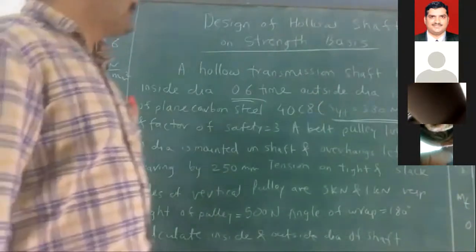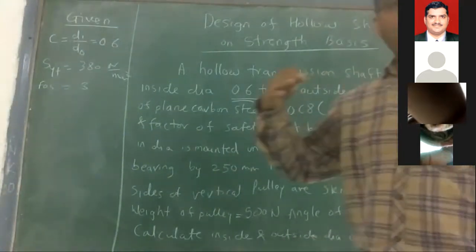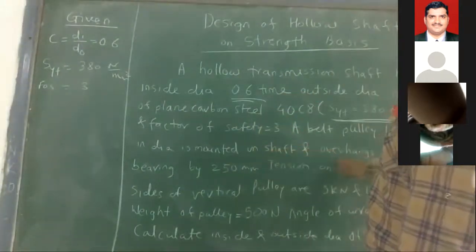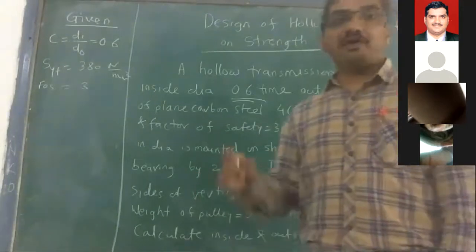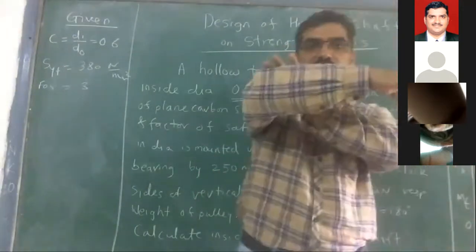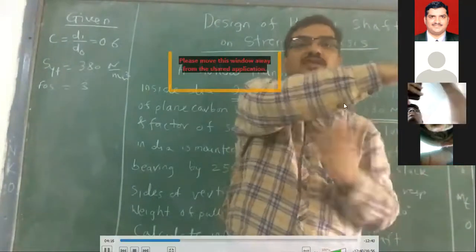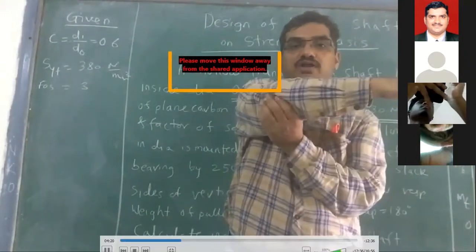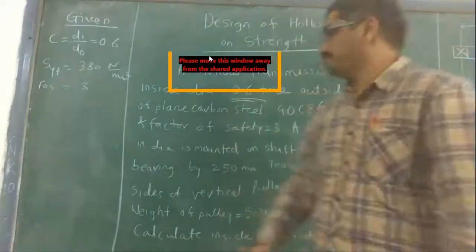Now, a belt pulley of 1000 millimeter diameter is mounted on the shaft. So we have a shaft on which a belt pulley is mounted, right? And what does it say now? It overhangs the left hand bearing by 250 mm. So basically we have a pulley, this is the bearing, and this is where we have the pulley. The pulley is basically pulling down, so there might be a motor downstairs. So we have a pulley which is mounted on a bearing and which overhangs.